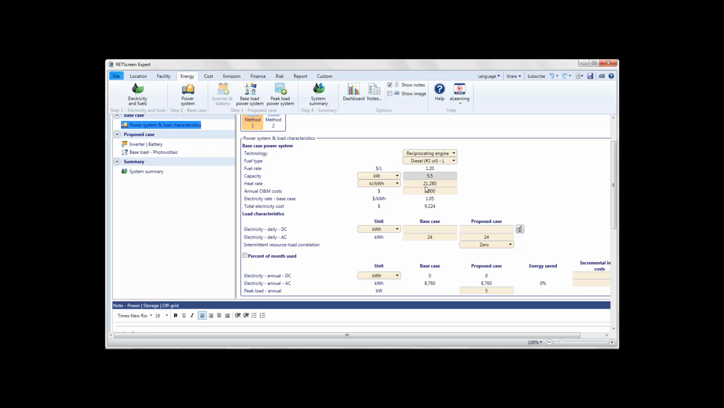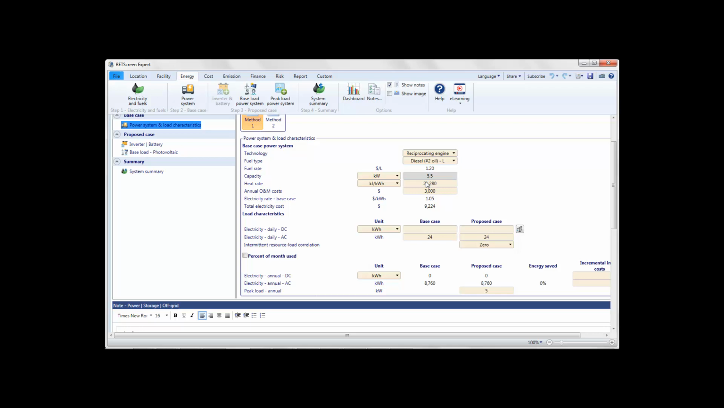And I would argue actually that the default provided by RETScreen is more appropriate than the value I took from the help here. So I blindly used help to pick 12,000, but 12,000 kilojoules per kilowatt hour assumes that the genset is operating at or near its rated capacity of 5.5 or 7 kilowatts. And that's clearly not going to be the case because we have 25 kilowatt hours of load, or 24 in this case, and a 5.5 or 7 kilowatt genset.